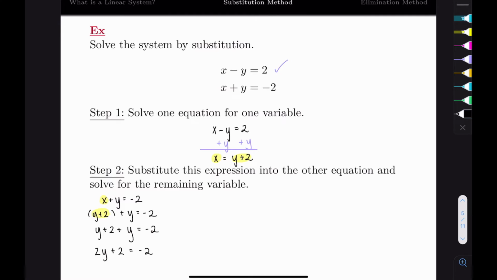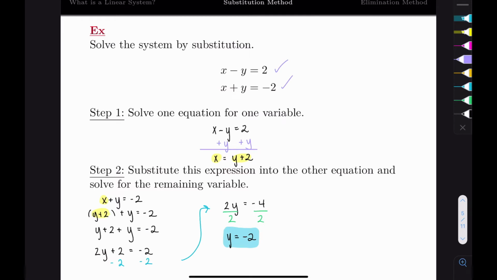And then we solve our equation as we did before. We subtract 2 from both sides, and that gives us 2y is equal to -4. And then last but not least, we divide by 2, and that gives us y equals -2. So we've now figured out what the y value has to be that satisfies our system.